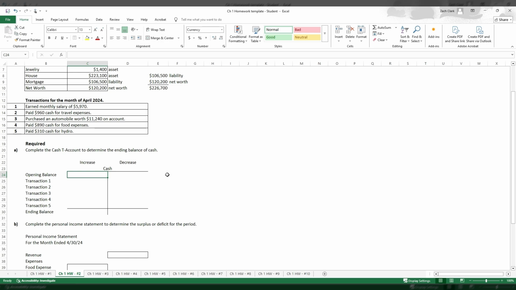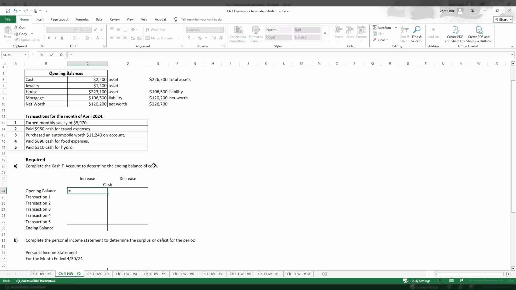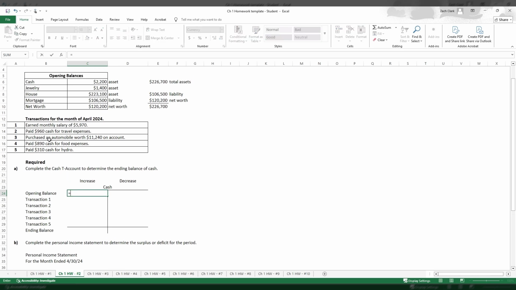But let's start with our opening balance. So we can use Excel. Let's just link up to our beginning balance for cash, which told us it was $2,200. And then let's look at each one of these transactions. And we're just going to consider the impact on the cash account of these transactions, right? So the first transaction says that we earned a monthly salary of $5,970. And so that was an increase to cash of $5,970. So you can just go ahead and put that in.